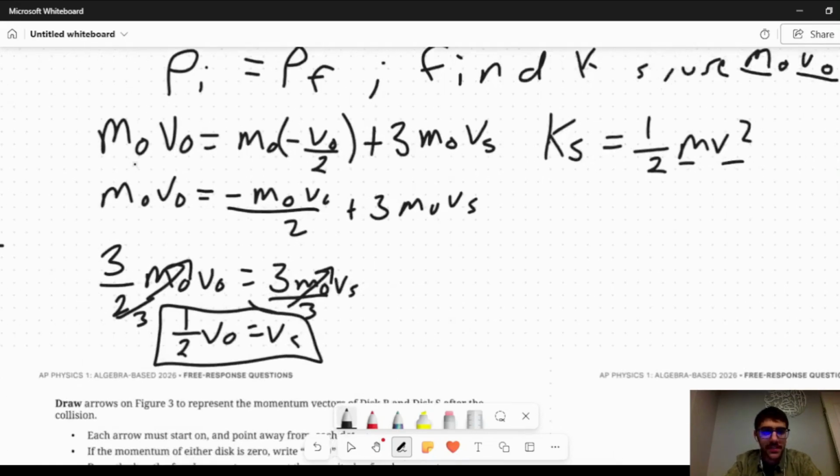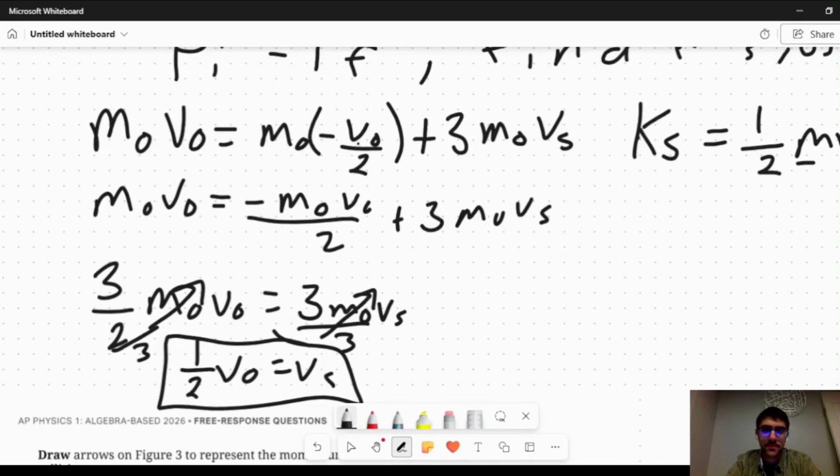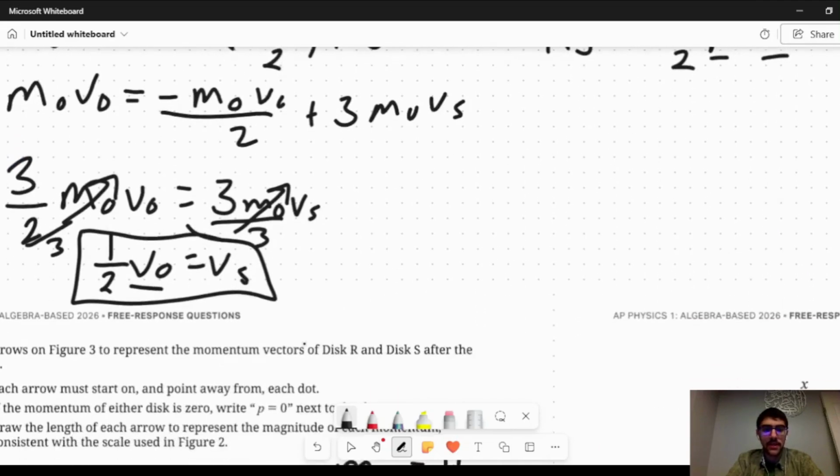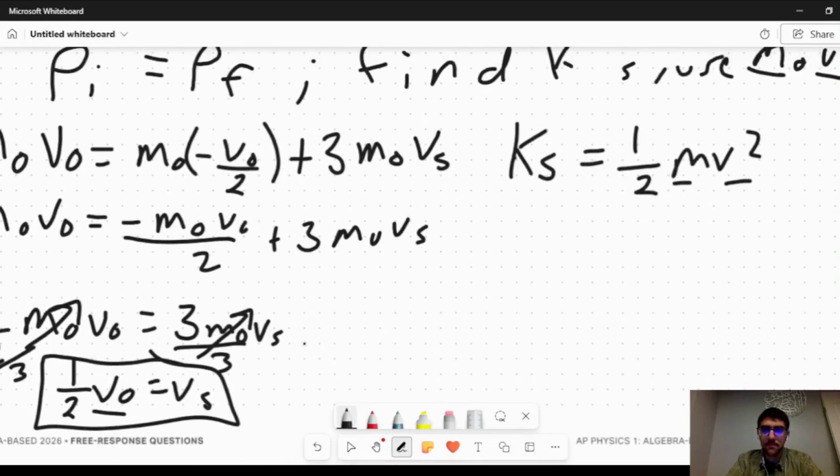But if you want a brief explanation, I added m0 v0 over 2 to both sides, and these are like terms, so I get 3/2 m0 v0. Then the m0's canceled out because there was one on both sides, and I divided both sides by 3, and I got that vs is equal to 1/2 v0. And so that's all we need. We have velocity in terms of v0, and they already gave us mass in terms of m0.